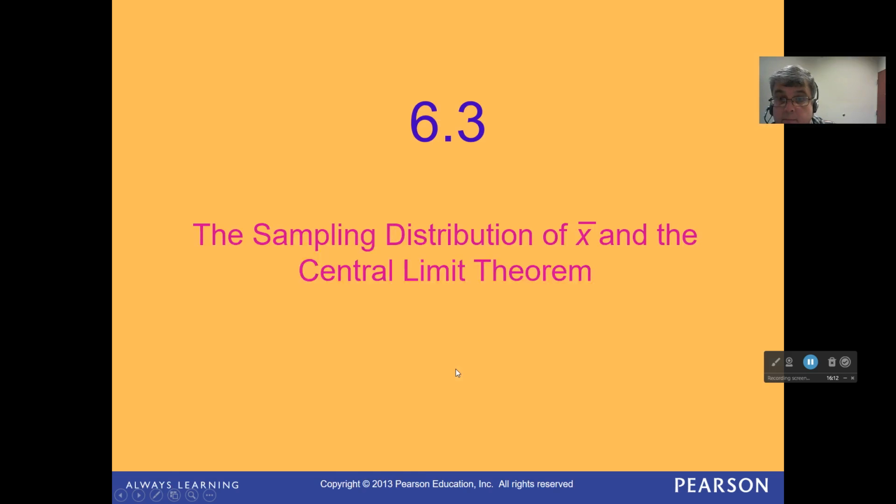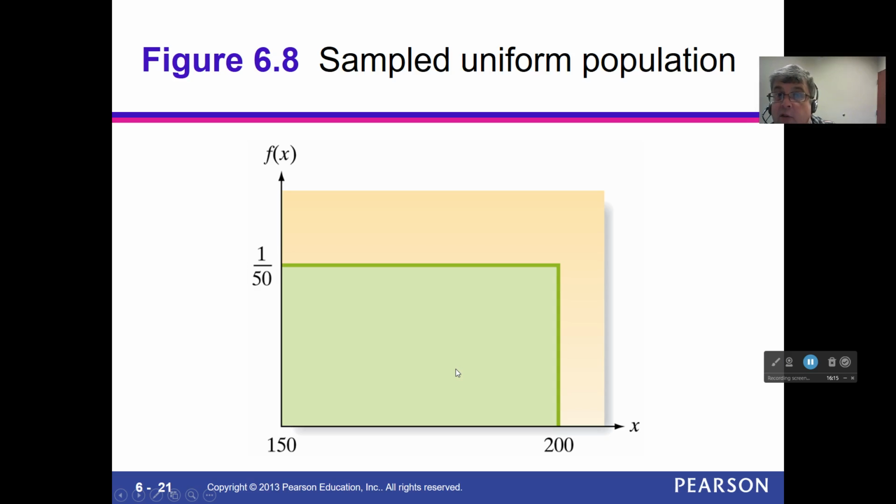It's more consistent. Okay. When you sample a uniform population, we have f of x, that is the probability of x. For a uniform population, when we sample it, the sample means all have the same probability of being selected. We can't get one less than 150. We can't get one more than 200. Okay? And we know the probability of anything between 150 and 200 is exactly equal to 1 over 50.